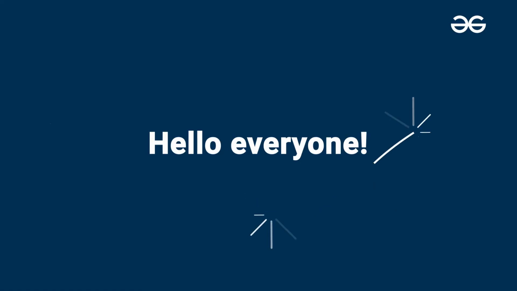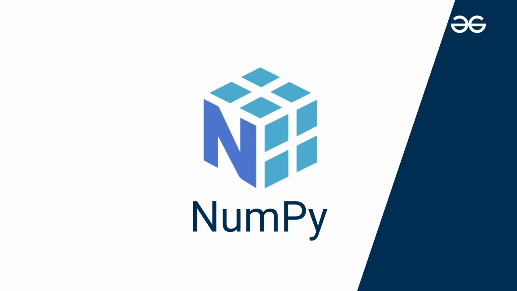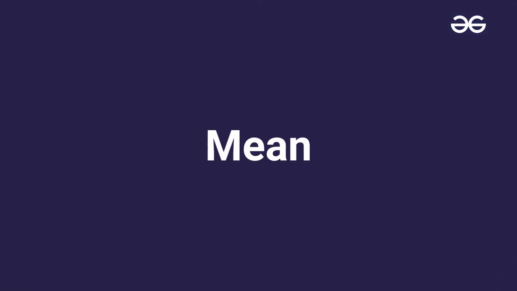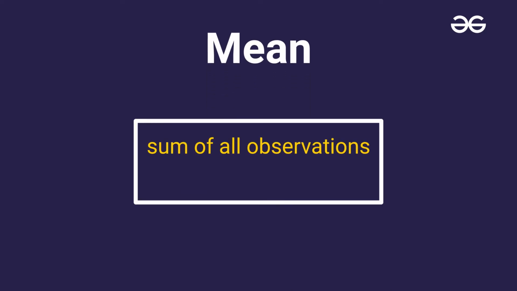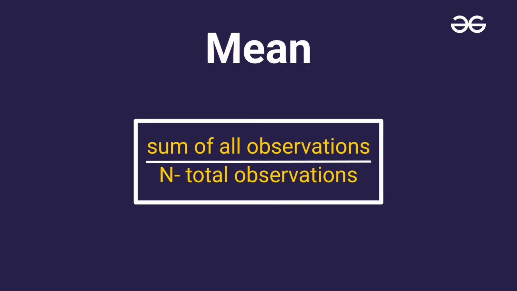Hello everyone, in this video we are going to be covering the topics of mean, median and mode and how to calculate them using the NumPy module, and we're going to be taking a few examples as well. So let's begin with mean. I'm sure many of you already know that mean is the sum of all observations divided by the total number of observations, right? So let's call this n total observations.